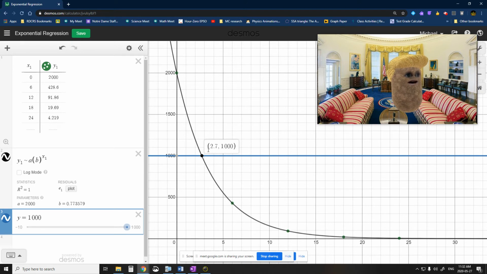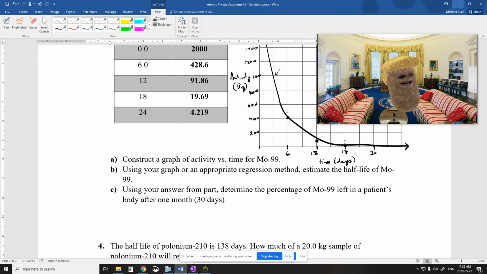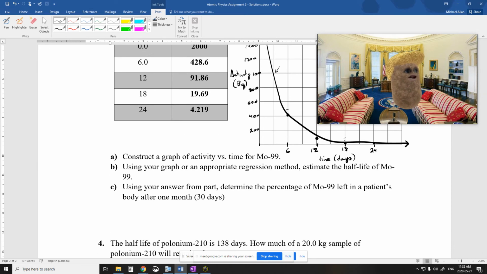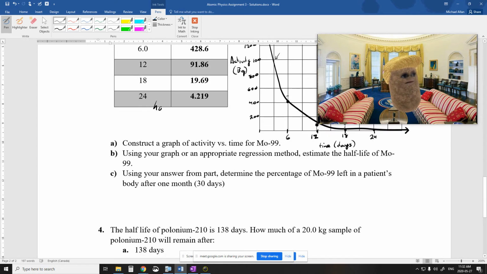So that point right there, the intersection point, just click on it. It's 2.7 and 1,000. So we're going to use that 2.7 as my half-life, because that's the time it took to come to half what it was before. So half-life is 2.7 days.